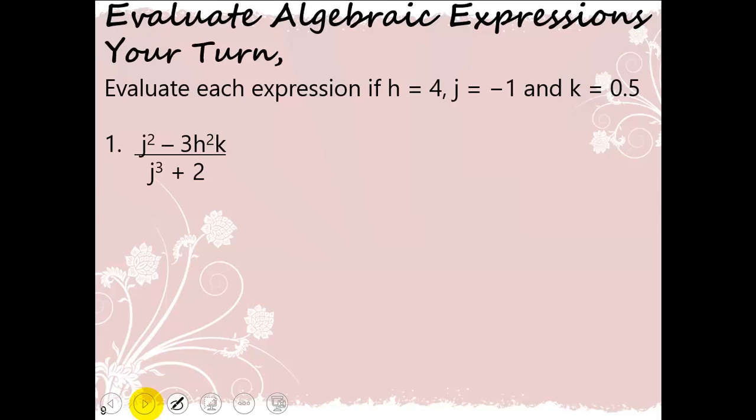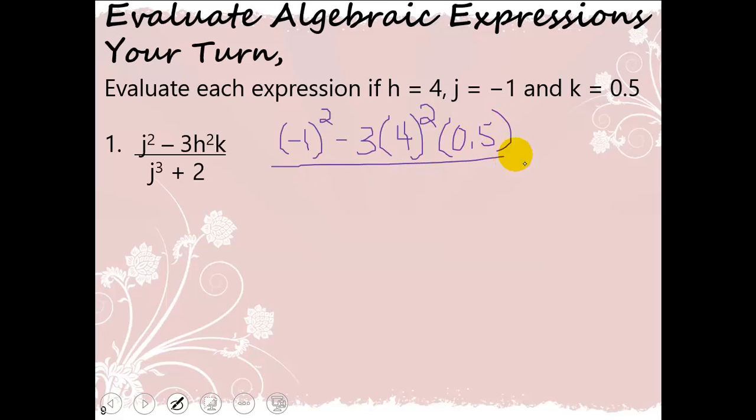Go ahead and hit pause. Try this problem. Come back to see if you get it right. I'm going to go ahead and start. J squared, so j is negative 1 minus 3. H is 4, that has to be squared, and k is 0.5. And then j cubed is negative 1 cubed plus 2.